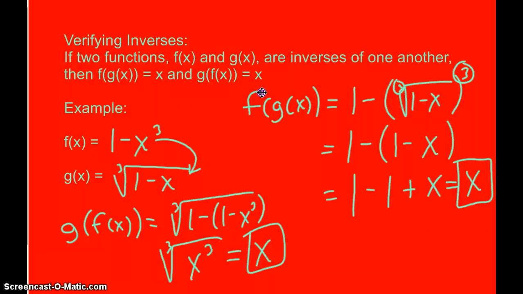So, if you're asked to find the inverse of an equation, you flip x and y and solve for y. If you're asked to verify that two functions are inverses of one another, you simply plug g into f and f into g, and both of those problems will simplify down to just x.